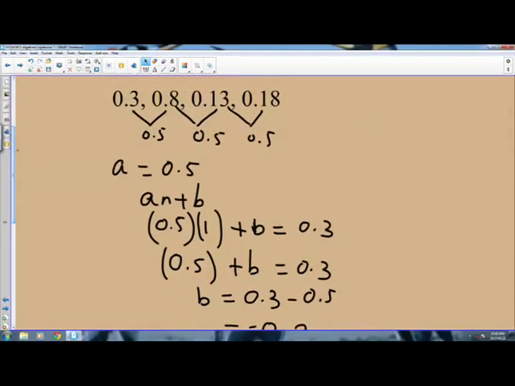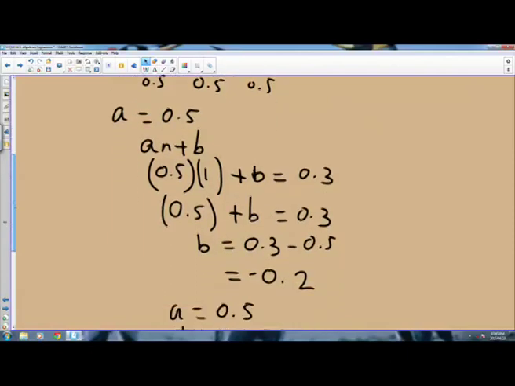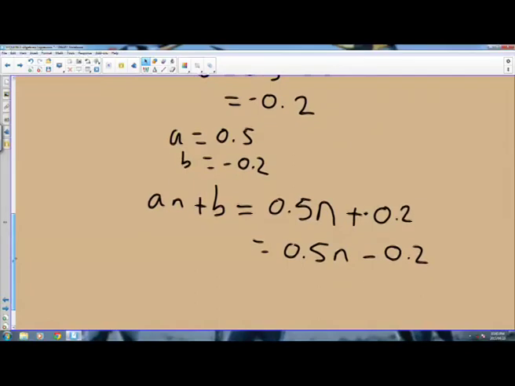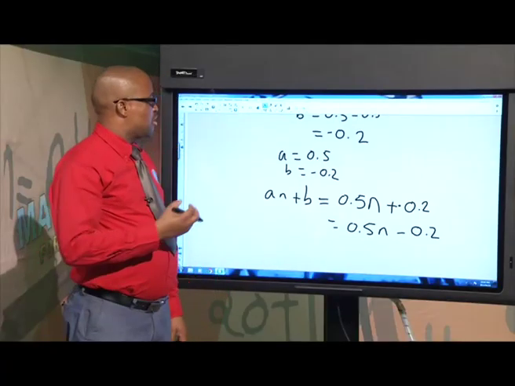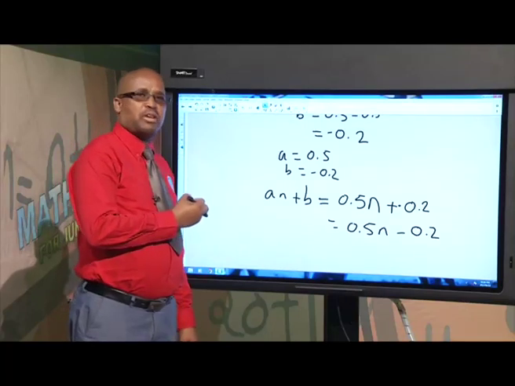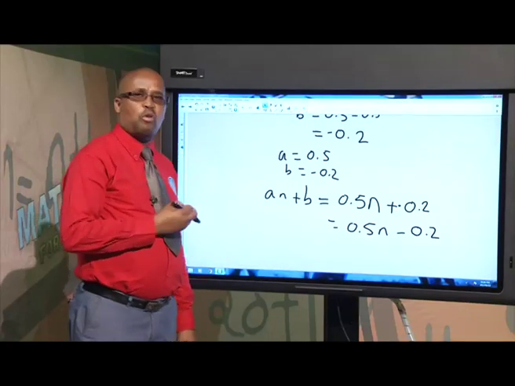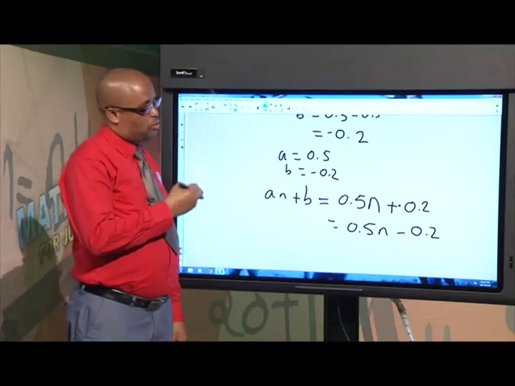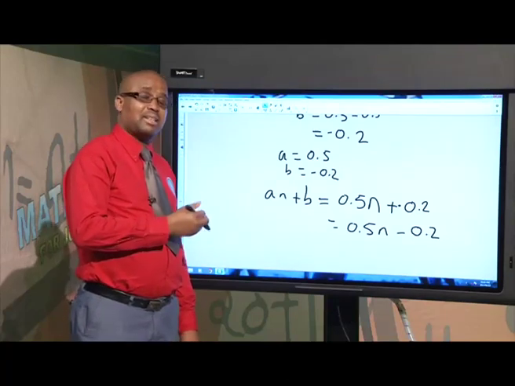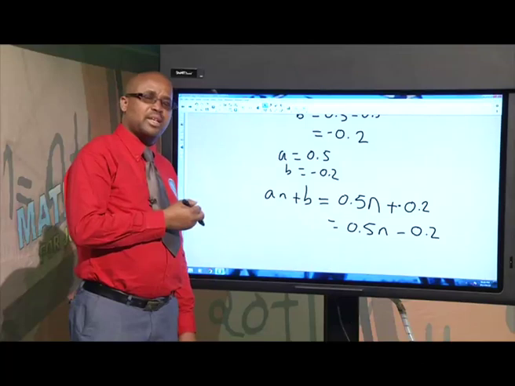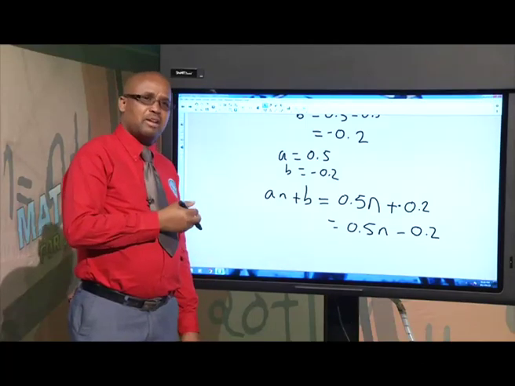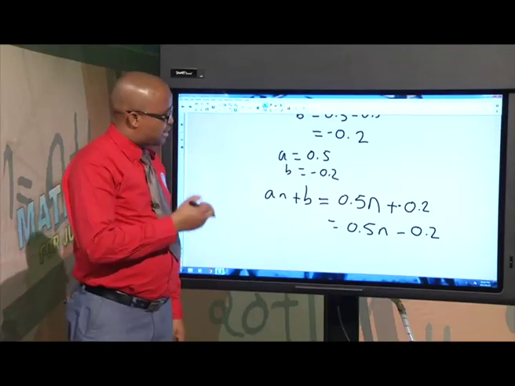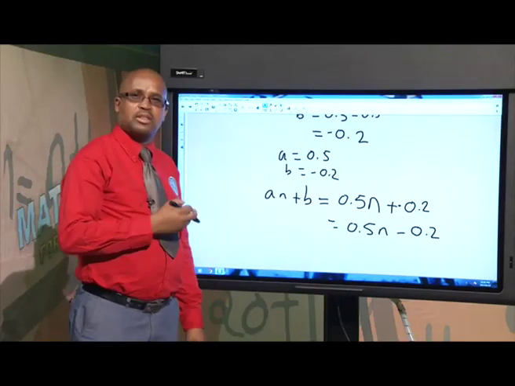This is the algebraic form for the sequence that we have been discussing, which is 0.3, 0.8, 0.13, 0.18. Its general form is 0.5 N minus 0.2. This is how we form an algebraic form of a sequence in decimal form. And always remember, you are to find the first difference. Then after finding the first difference, you substitute in the general form AN plus B so that you find B. Then from there, you can find the specific algebraic form for the sequence.